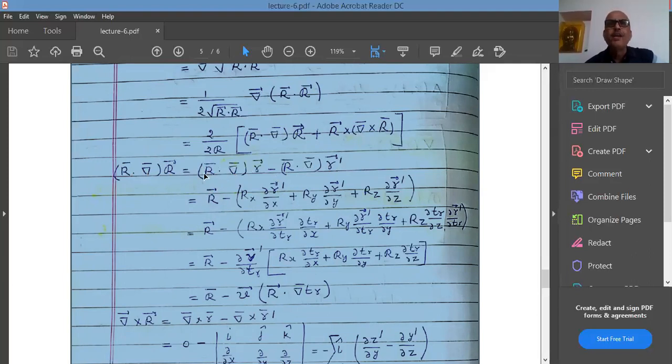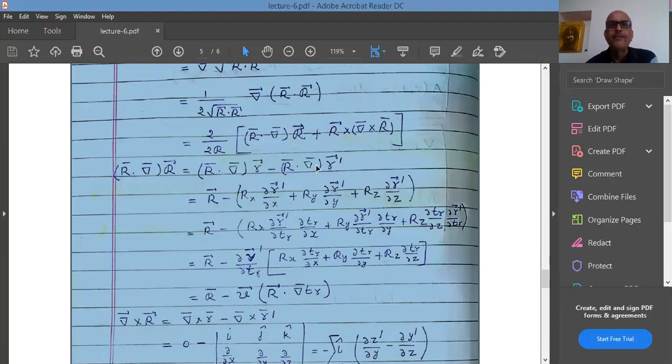If you expand it, this becomes Rx into del over del x plus Ry into del over del y plus Rz into del over del z. If you perform the operation del over del x of R vector, x will differentiate and give us 1. So we will be left with i cap. So i cap into Rx plus j cap into Ry plus k cap into Rz will give us this vector R. It's very easy to calculate, but please calculate for the first time so that you can visualize next time to write this R dot del into R to be equal to R.